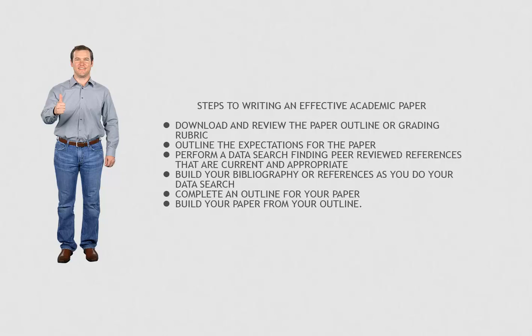You then want to perform a data search, finding peer-reviewed current references that you can use in your paper that are appropriate to the subject that you're discussing. From this data search, you want to build your bibliography or your reference page. You then complete an outline for your paper from these references, and then complete the paper from this outline. Following this process, you'll better and more effectively write papers that will help you in your academic career.